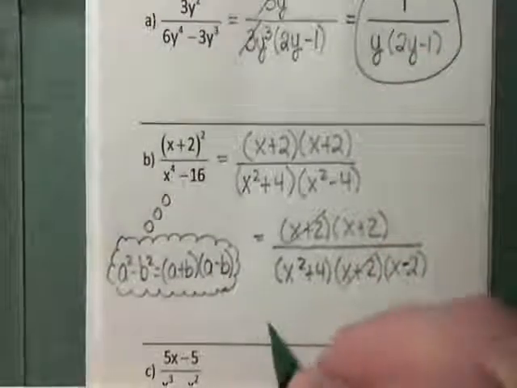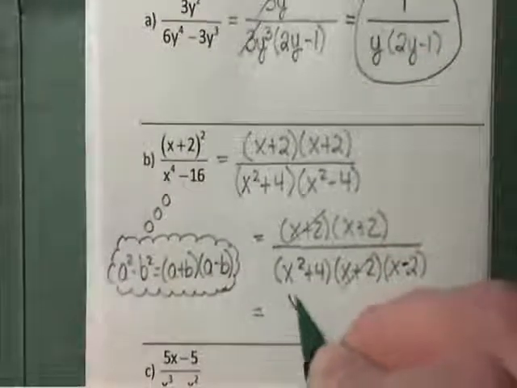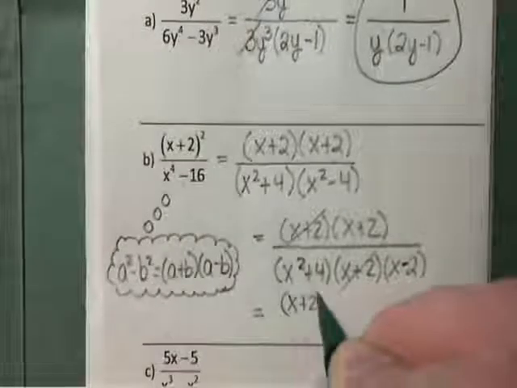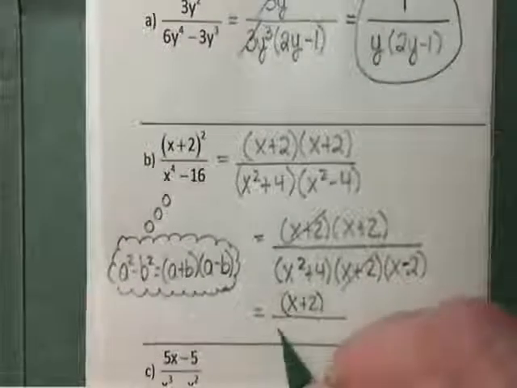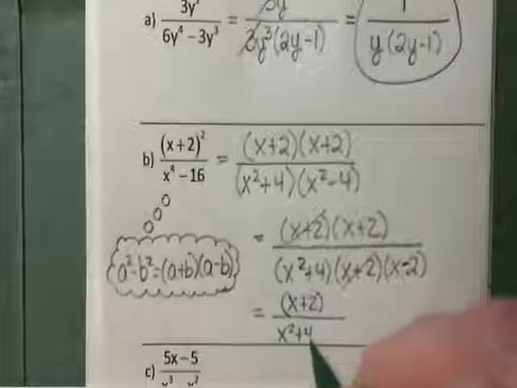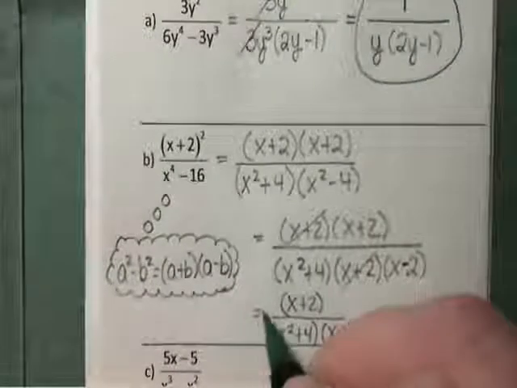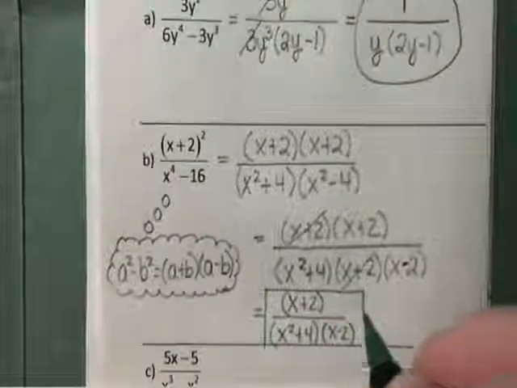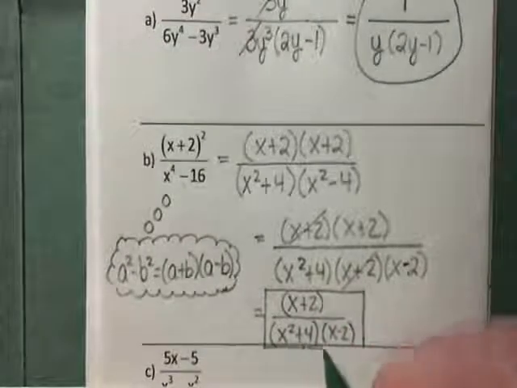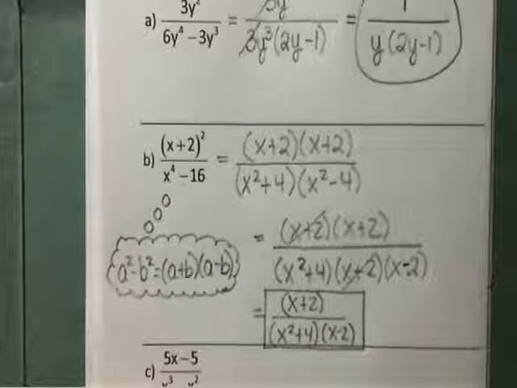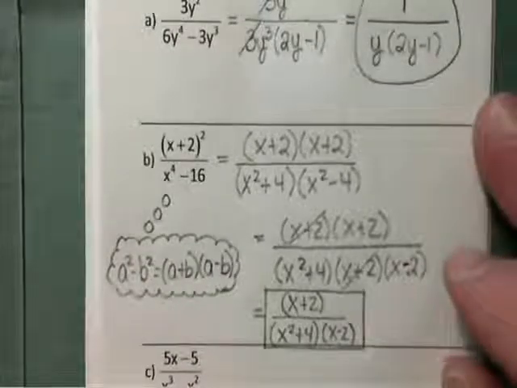So basically I'm left with x plus 2 on top, and on the bottom I'm left with x squared plus 4 times x minus 2. So that's my simple form for this.